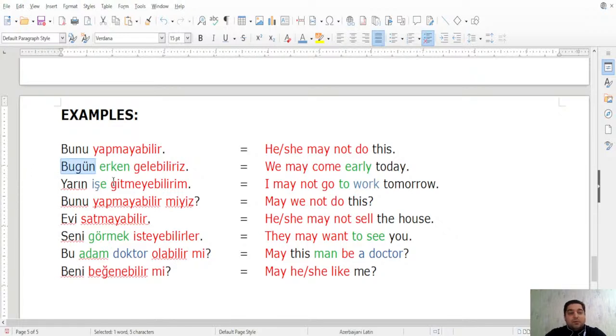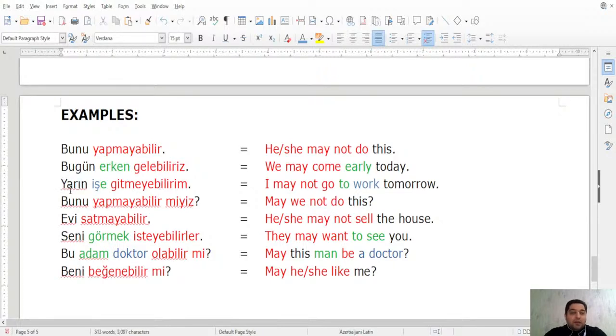The second example, bugün erken gelebiliriz. Today we may come early, right? Or we may come early today. From work, I don't know, from somewhere. Bugün erken gelebiliriz. Of course, it also means we can come early today, because there was no difference in terms of the spelling. It can also be about ability. But here I will just specify the example as may. So bugün erken gelebiliriz. It would also be we may come early today.